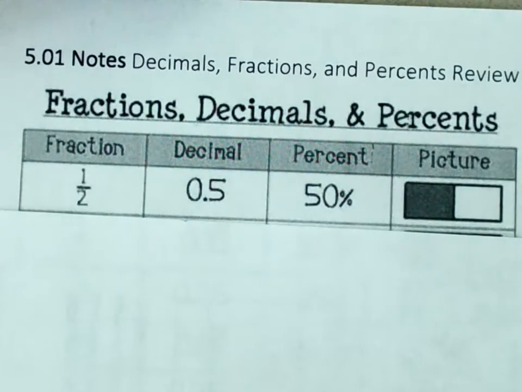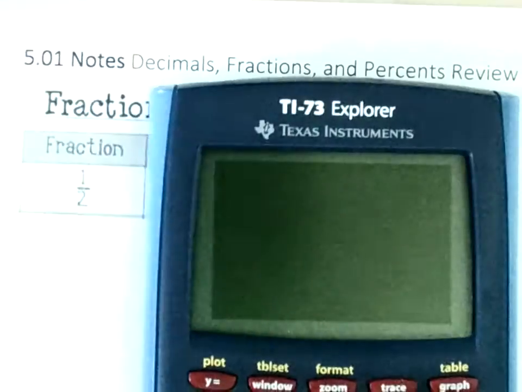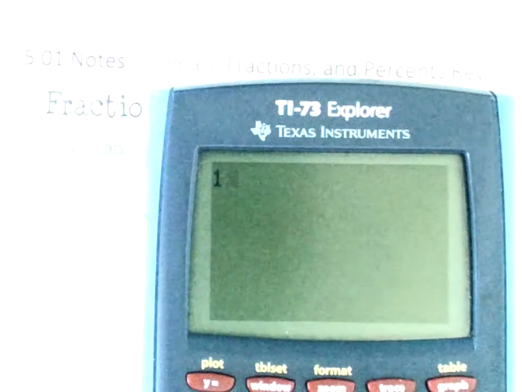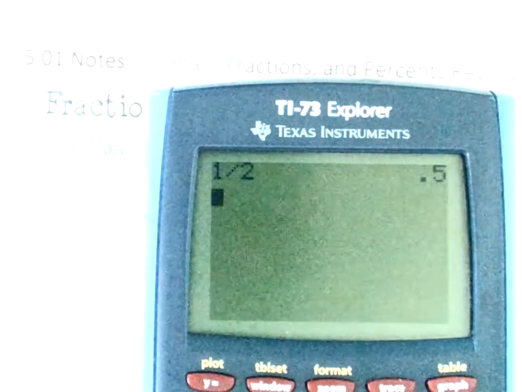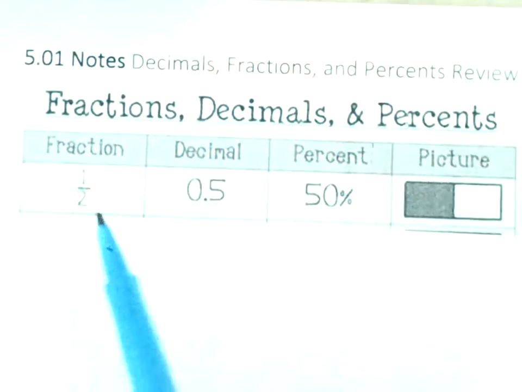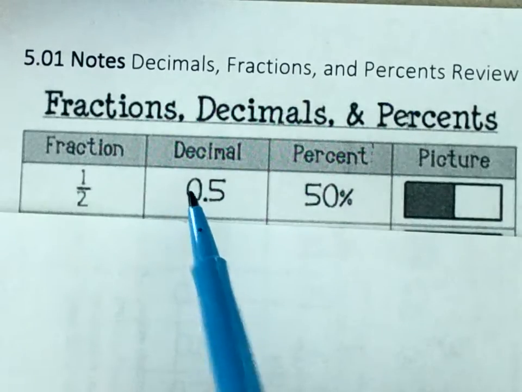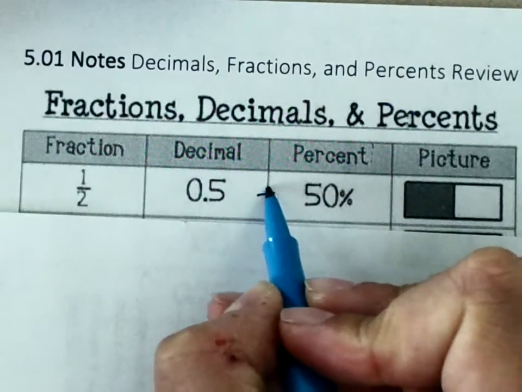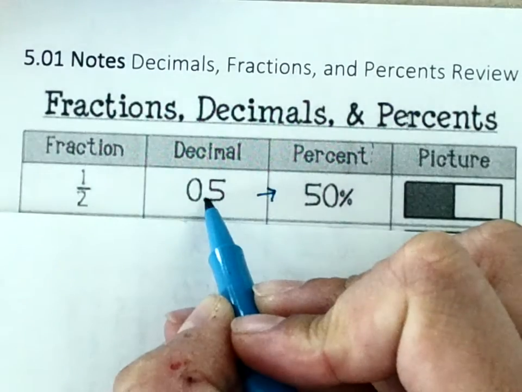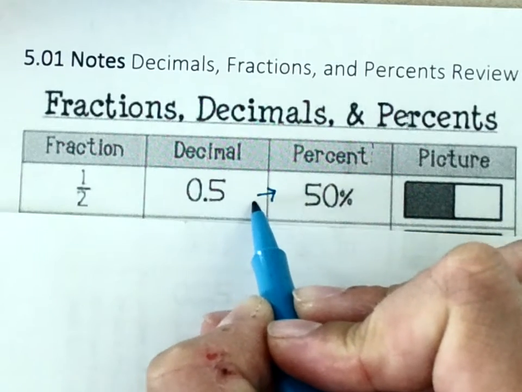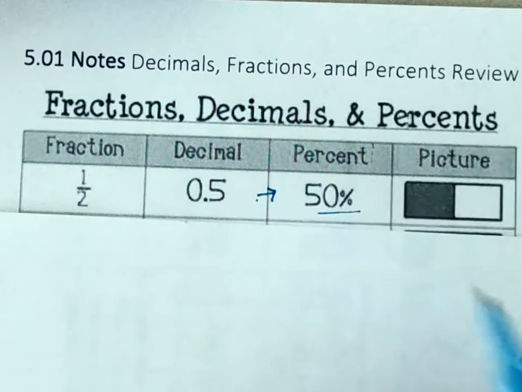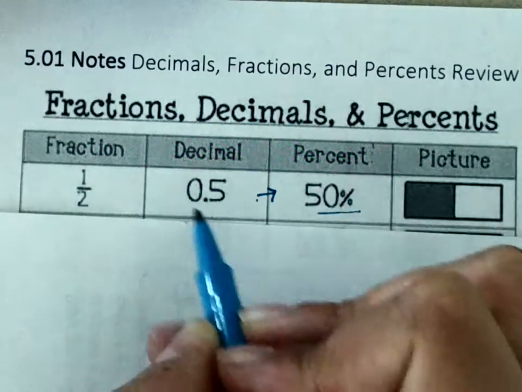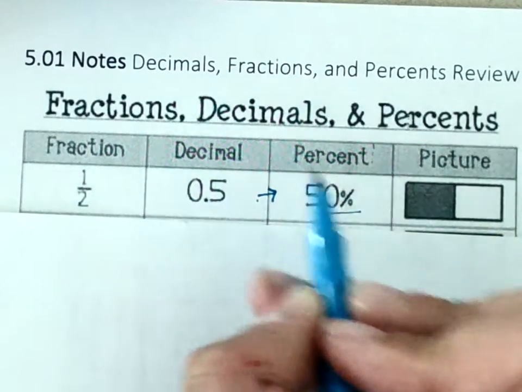1/2 is the same as 0.5. And if we put that in the calculator, 1 divided by 2 gives us 0.5. So we know that 1/2 is equal to 0.5. Now to get from a decimal to a percent, we move that decimal place over 2 times. When we move it over 2 times, that gives us 50. This converts the decimal to a percentage.